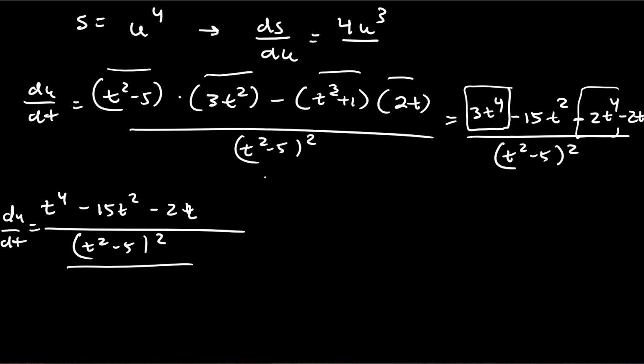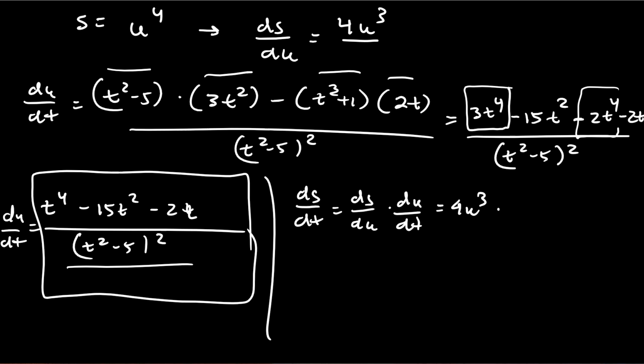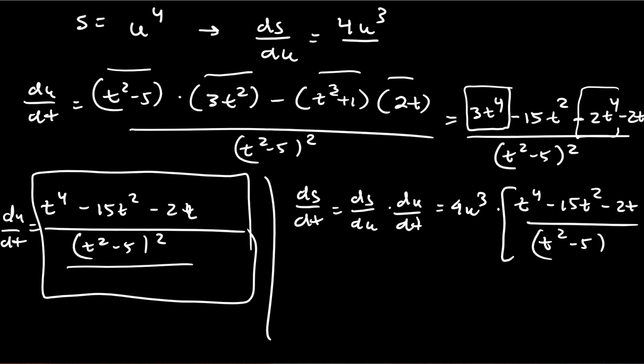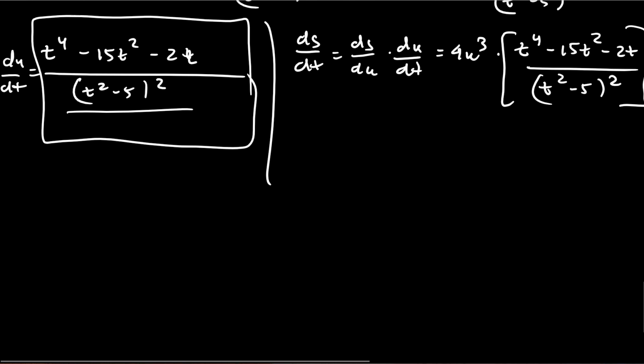So remember we said that ds by dt is going to be ds by du multiplied by du by dt. And we have both those things. So ds by du is 4u cubed multiplied by du by dt, which is this whole thing here. So that's going to be multiplied by t to the 4th minus 15t squared minus 2t over (t squared minus 5) all squared. So there's a lot of algebra here. This is going to give you great practice for doing good algebra.